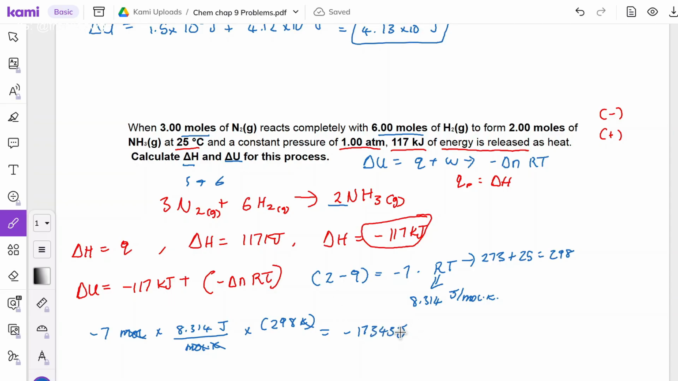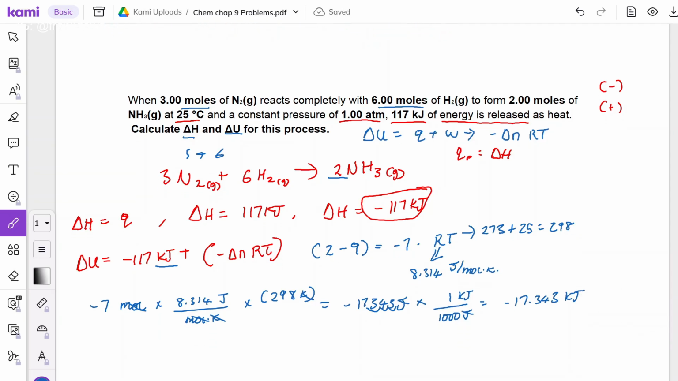You should change the units to kJ, because the other one's in kJ as well. And when you do that, you multiply by 1 kJ over 1000 joules. The joules cancel out, and the answer should be -17.343 kJ at the end.